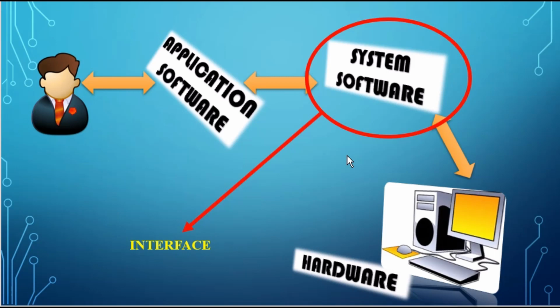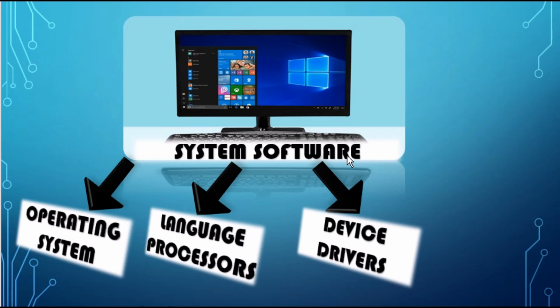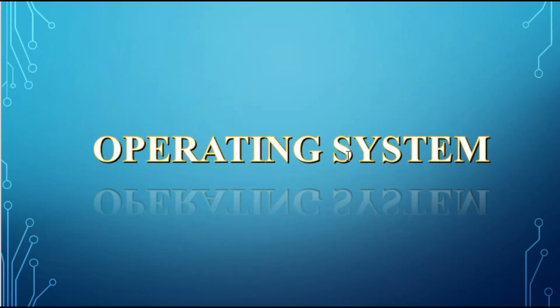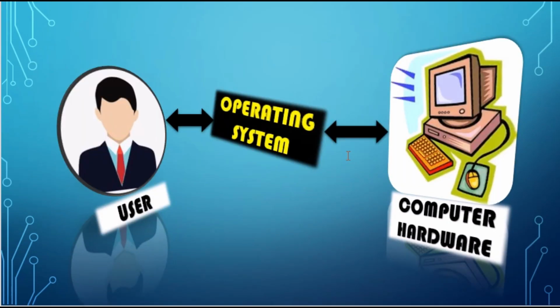There are different types of system software. We have the operating system, the language processors, device drivers. Let's look into each and every one of them. We have the operating system. The operating system is the program that controls the execution of application programs and also acts as an interface between the user and the computer hardware.